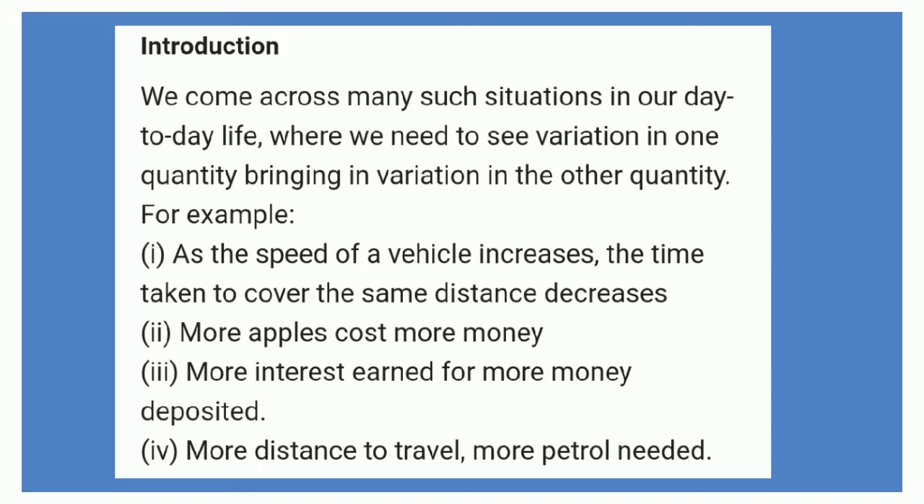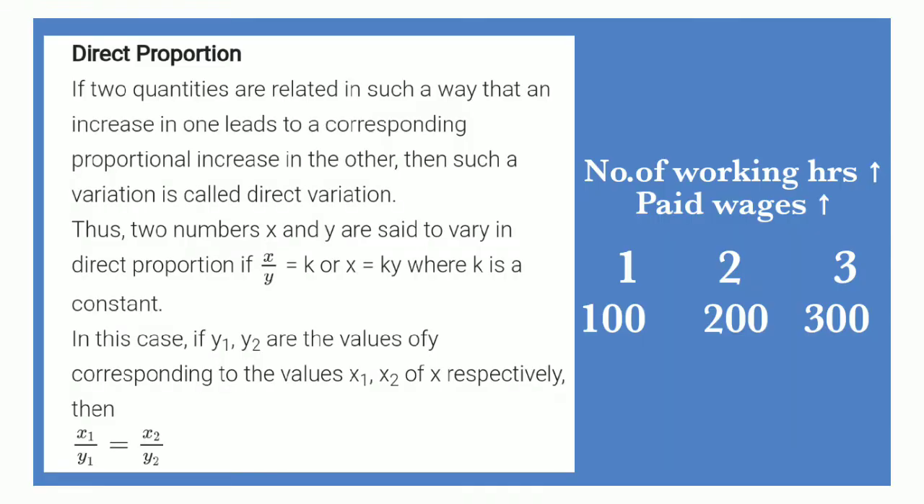So in this chapter we have to study some concepts of variations. First of all we have to discuss direct proportion or direct variation. What is direct proportion? Very simple. We have two quantities. One quantity is increasing, in the same way the second quantity also increases. And the second case is one quantity is decreasing, in the same way the second quantity also decreases. That type of proportion is called direct proportion.